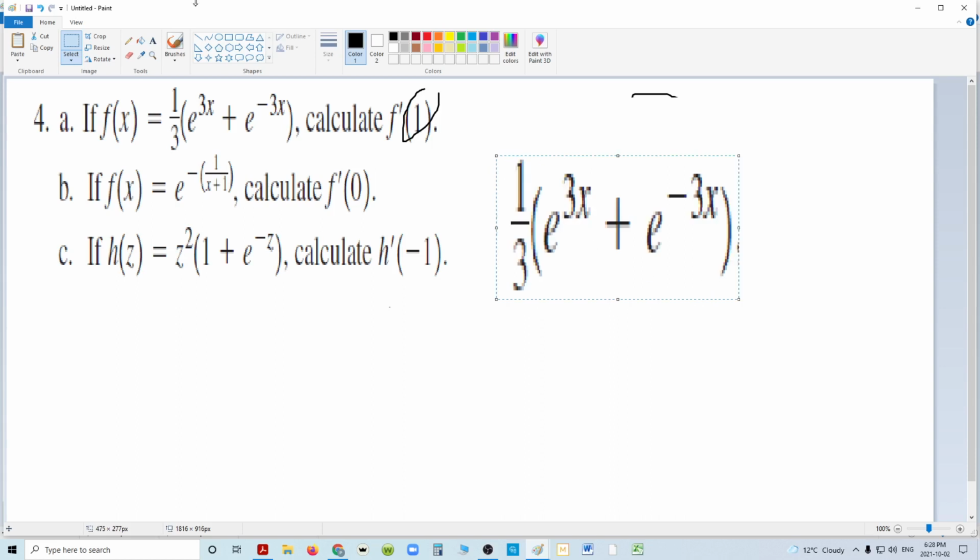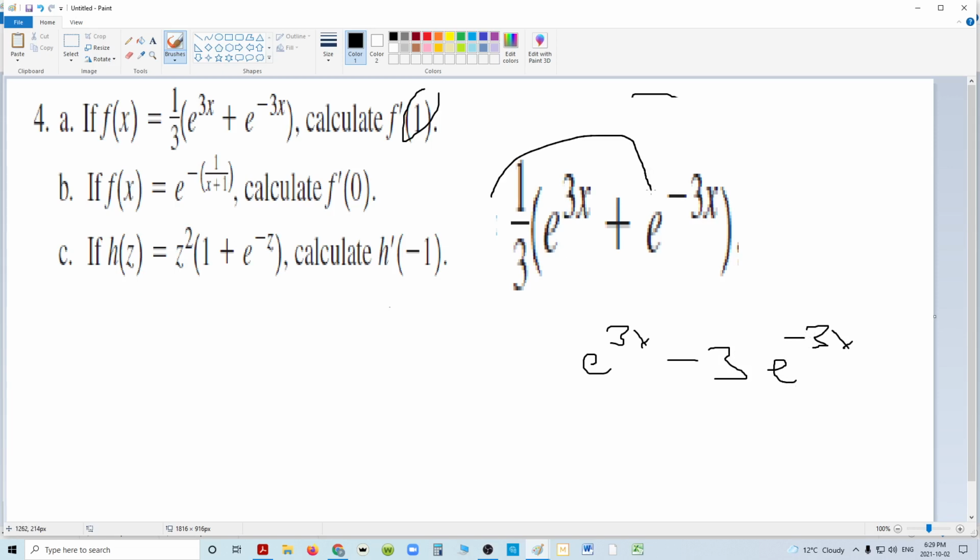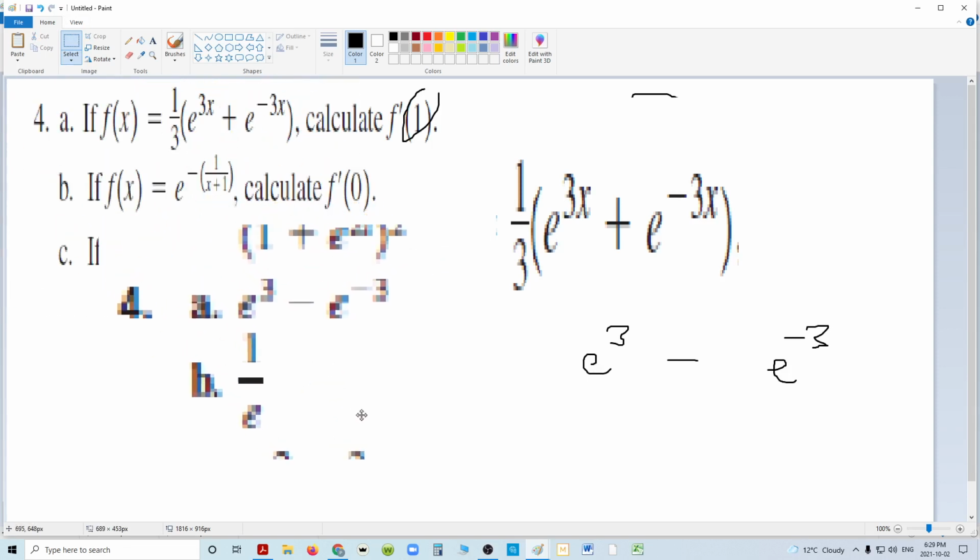So you can do them individually. This first part ends up being 3 times e to the 3x. And when it's multiplied by a third, it's clear that cancels out. Oh, I see what they did. And then this other one ends up being minus 3e to the minus 3x. And it's clear when it's multiplied by a third, that 3 disappears. Then they put in 1 for x, and that's what they got. And I believe that's where they stopped.